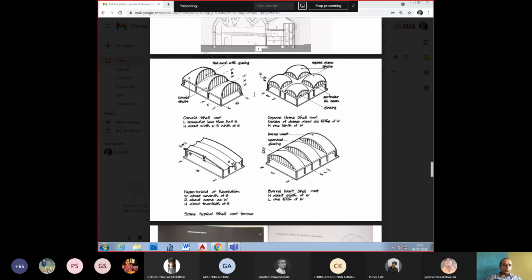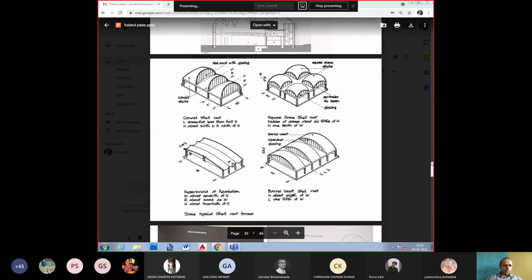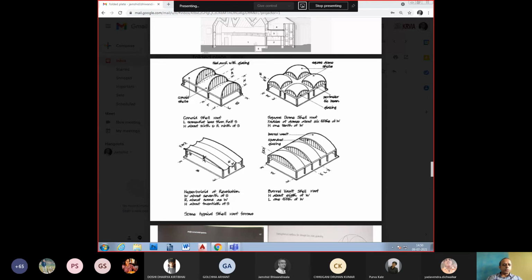So if you look at the hyperboloid of revolution, you will see there is a curvature which, in the shorter direction, is going downwards, but in the longer direction it is going upwards. So there are two curved surfaces acting opposite to each other. In the x-axis it is a downward movement, and in the y-axis it is an upward movement. Now this leads to something called anticlastic surfaces.